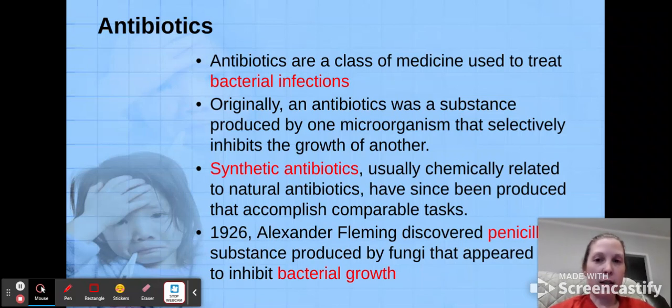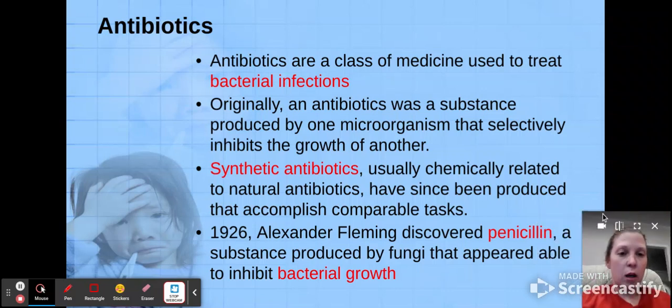Originally, antibiotics were a substance produced by one microorganism that selectively inhibits the growth of another. And eventually, we came up with synthetic antibiotics, which are chemically related to the natural antibiotics, and they have been produced to accomplish comparable tasks. So we don't have to grow those natural antibiotics. We can now make synthetics much more quickly, and that can still give the same result that's expected.